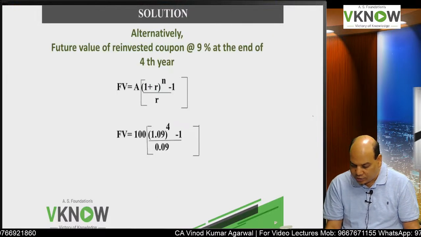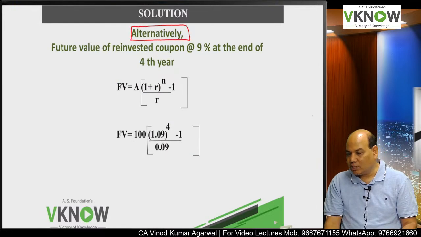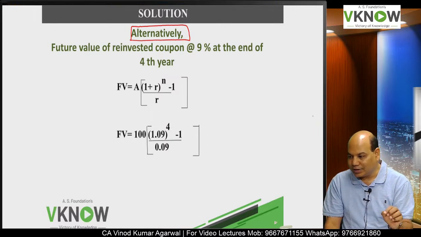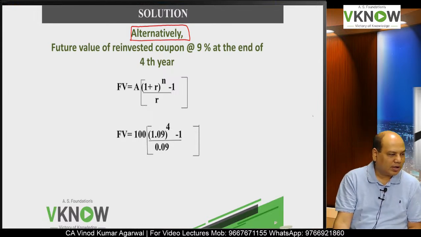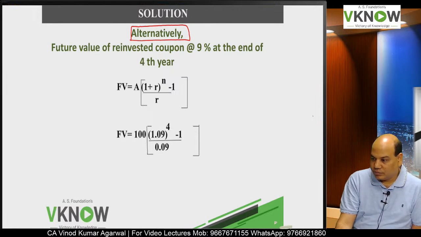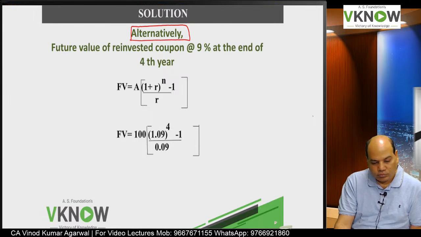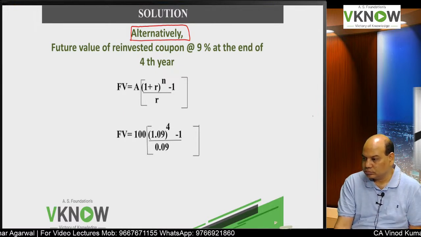That will also give me the same answer. So try alternatively. Suppose it's a 10-year problem, then the tabular format will take more time, formula will take less time, and this formula is not new to you. You have studied it in maths classes also. Future value of reinvested coupon at 9% at the end of the 4th year.